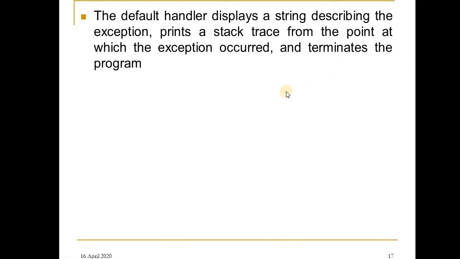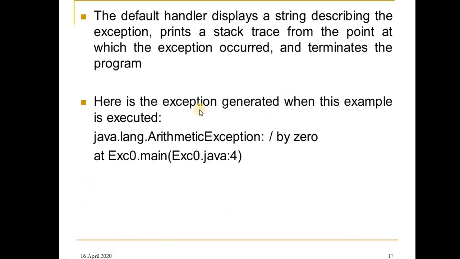Let us look at how the output looks. Here is the exception generated when this example is executed. So when you run the previous code, this is how the generated exception looks. The Java default handler will display a string representing the exception, like java.lang.ArithmeticException: / by zero. This is the string that describes the exception, and in the second line it is displaying the stack trace from the point at which the exception occurred.